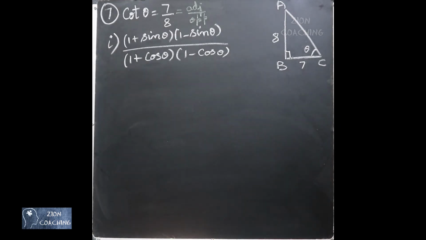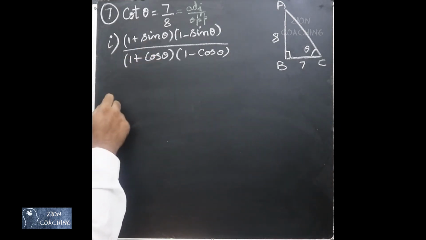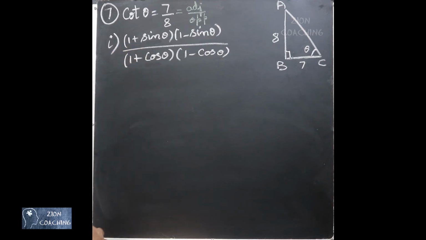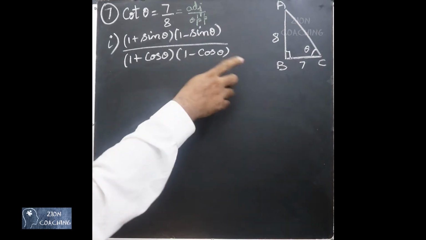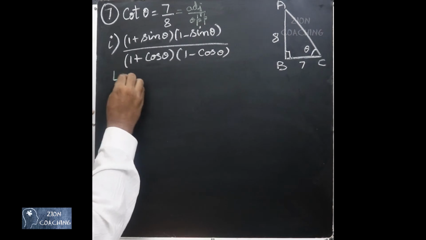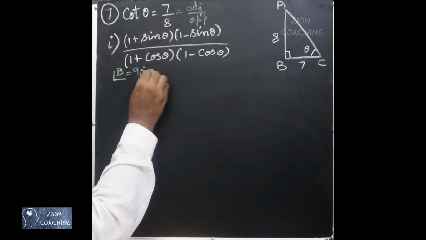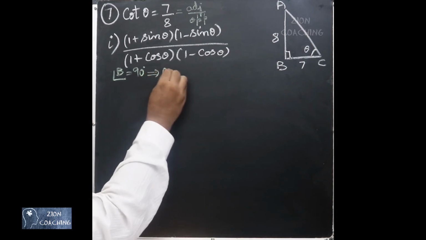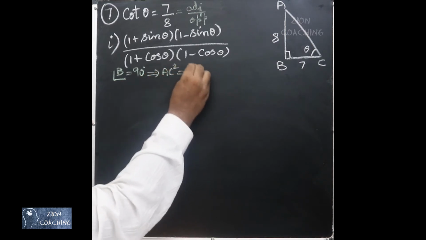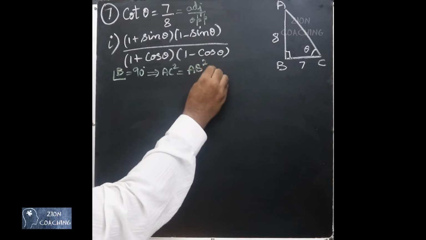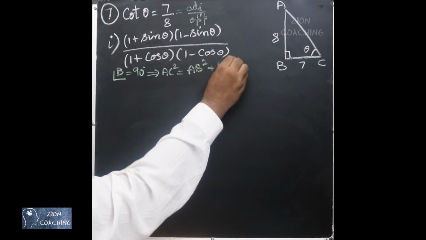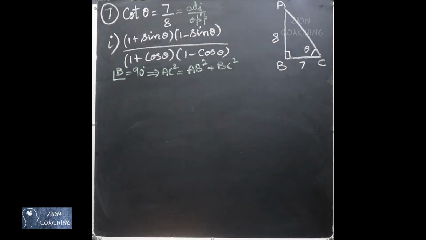So we have to find sin theta and cos theta first, then substitute and find the answer. To find the other ratios, first we have to find all the three sides of the triangle. In that diagram, we have shown that angle B is equal to 90 degrees. So using Pythagoras theorem, you have AC squared equal to AB squared plus BC squared. Substituting the values, we are going to find AC.